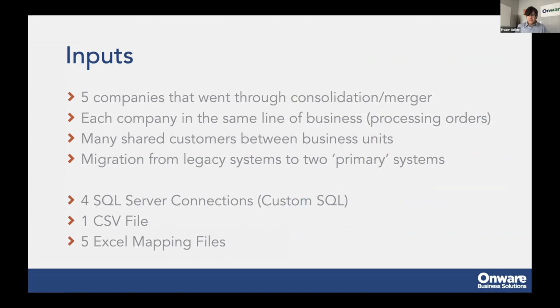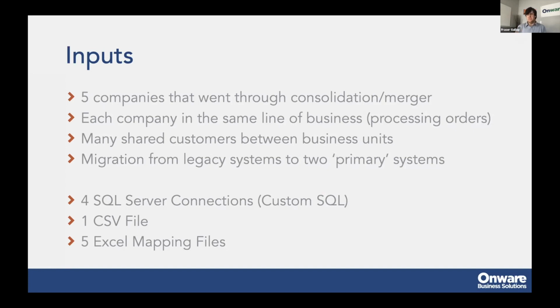The example that I'm going to use, and I want to give you some context of what's going into this, is a company that was actually previously 5 companies, and they went through a consolidation, a merger process that's been ongoing for a few years. Essentially, each of these 5 companies were in the same line of business. They're processing orders. They have orders coming in, thousands of orders on a daily basis.